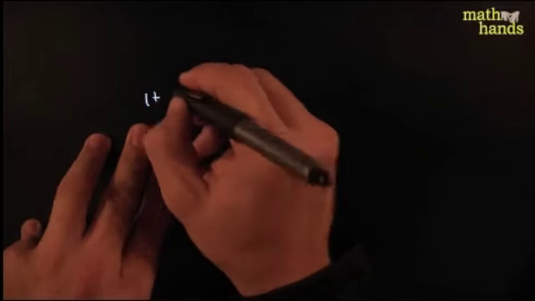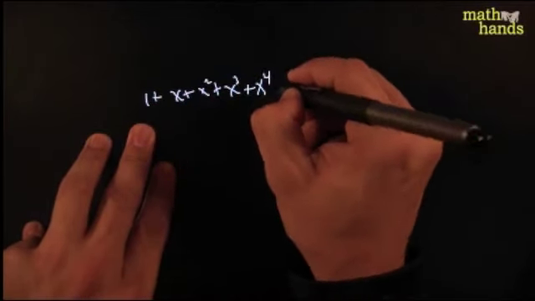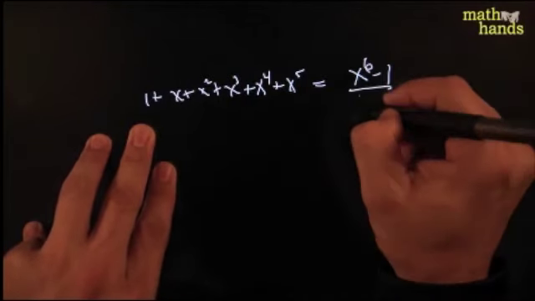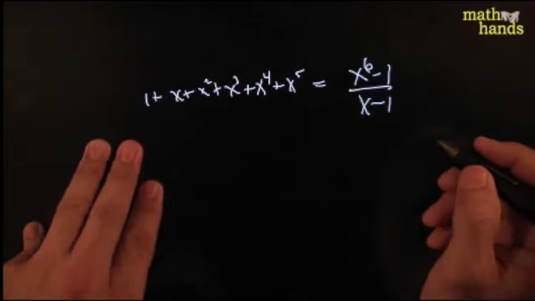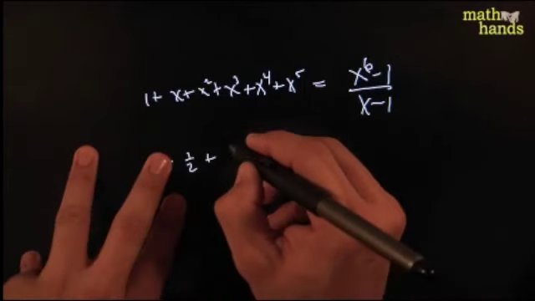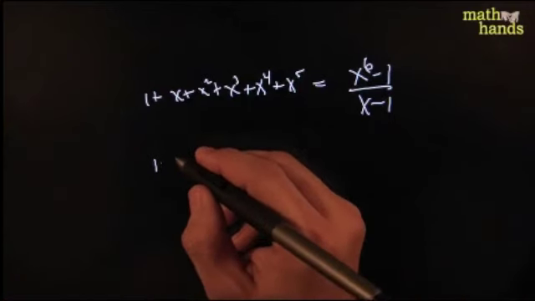You could say 1 plus x plus x squared plus x to the third plus x to the fourth plus x to the fifth. What do you suppose that would be? Well, that would be x to the 6 minus 1 all over x minus 1, obviously. So if you wanted to add, for example, 1 plus 1 half plus, no, it says 1 half. Everybody does 1 half, man. I'm tired of ever doing what everybody does.